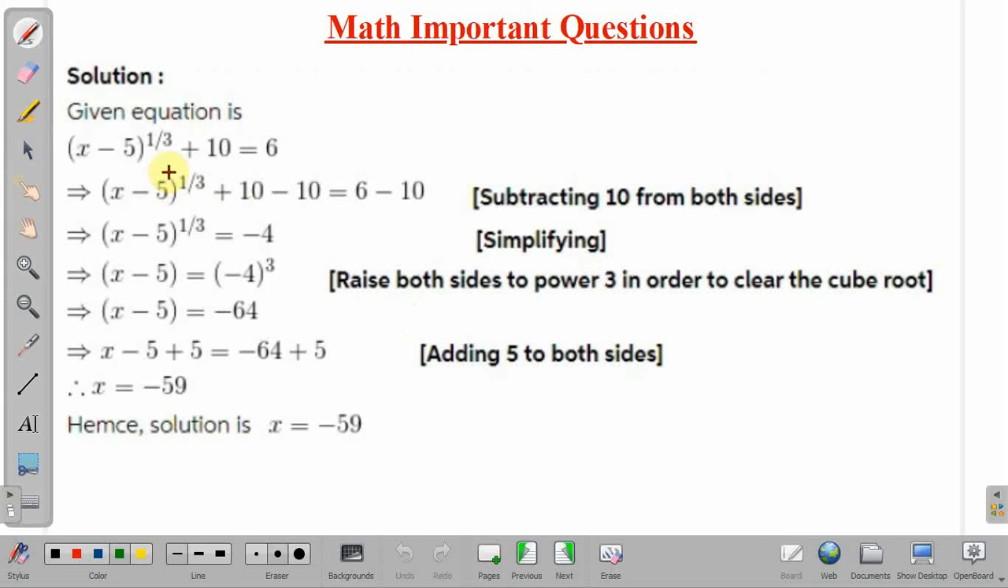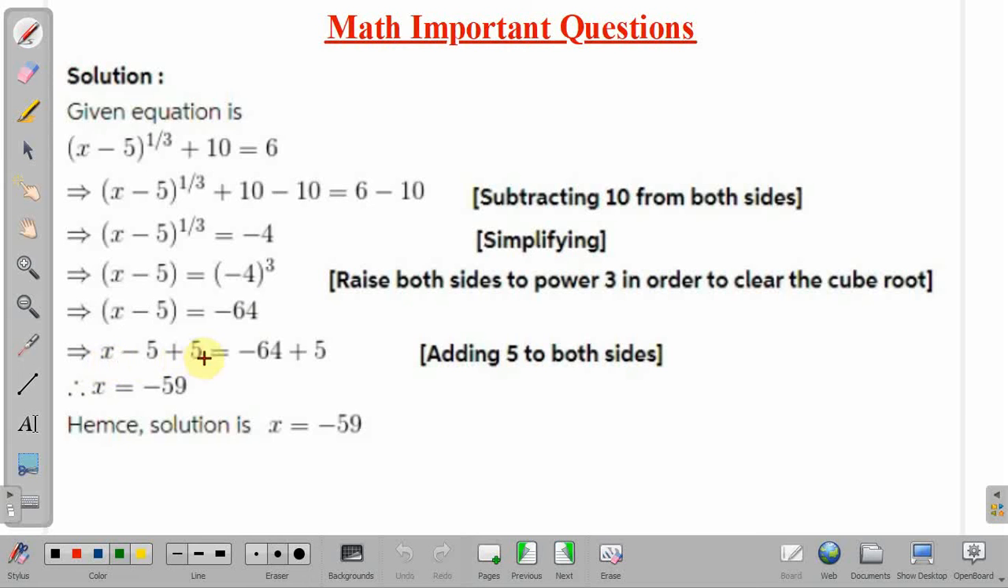So what we will do, see, if we subtract 10 from both sides, we will get (x - 5)^(1/3) = 6 - 10, that is -4. Now raising both sides to the power 3, we can remove this power 1/3 from the left side. So we will get x - 5 = (-4)^3. Now we can see that the cube root is cleared on the left side. So we will get x - 5 = -64.